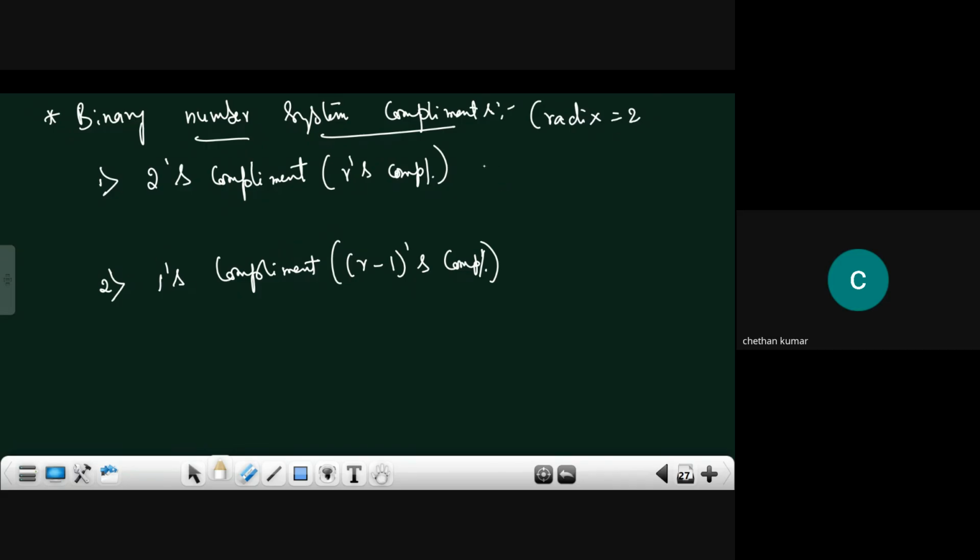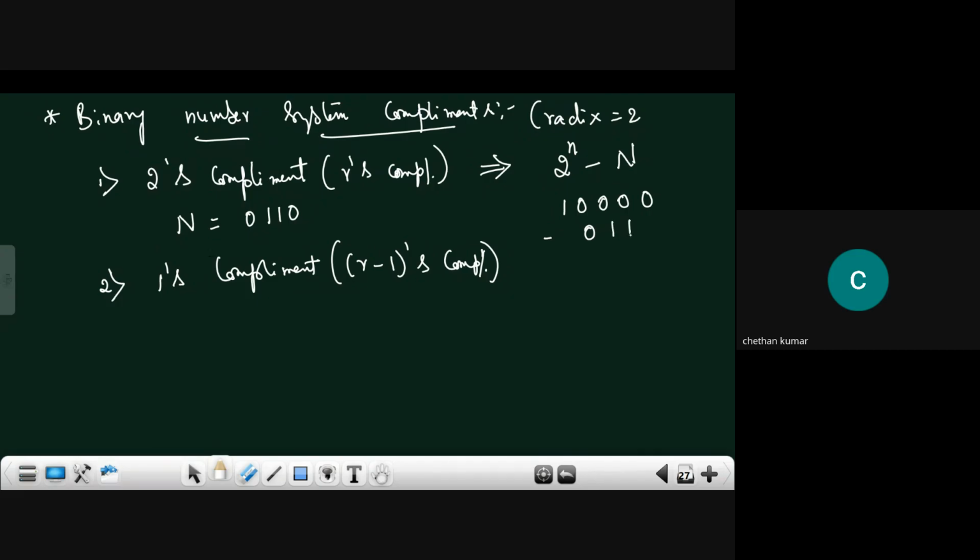How to represent 2's complement? How to do 2's complement? It is 2 power n minus capital N. Suppose my number is 0, 1, 1, 0. What is the 2's complement of this number? N is the number of digits, 4 digits. What is 2 power 4? It is 16. In binary, 16 is 1 followed by 4 zeros: 1, 0, 0, 0, 0. Minus the number.